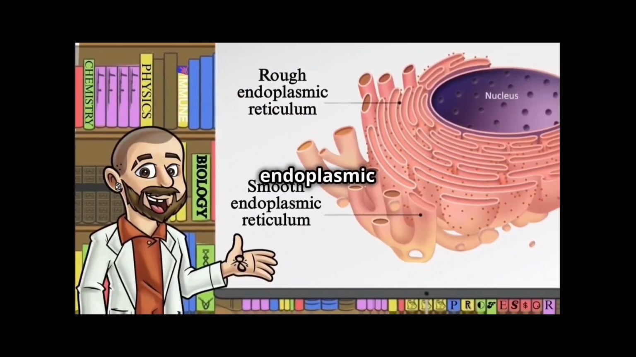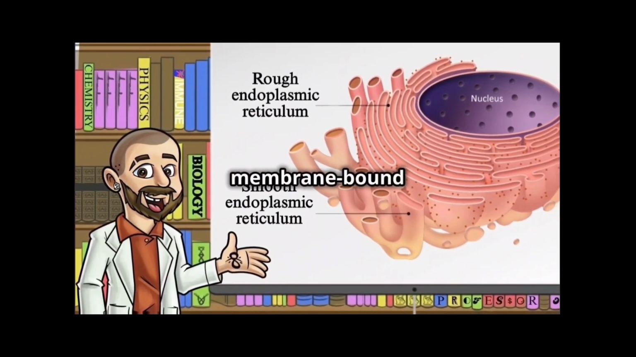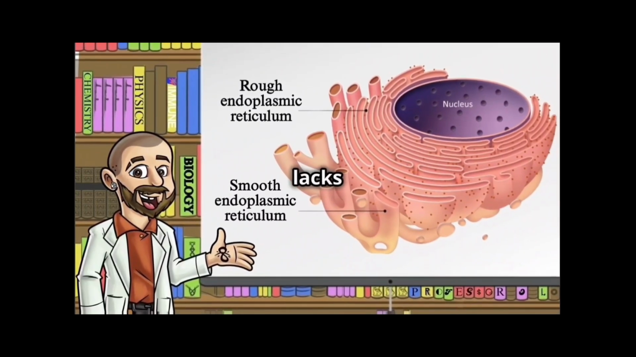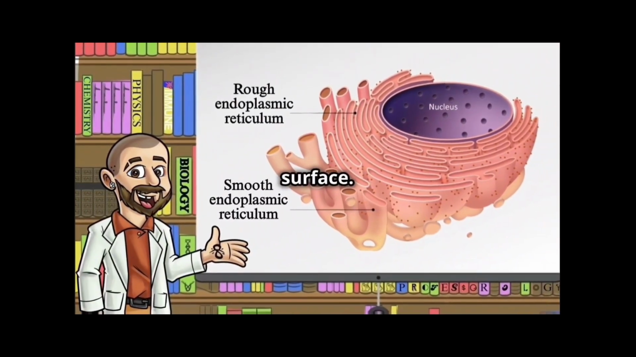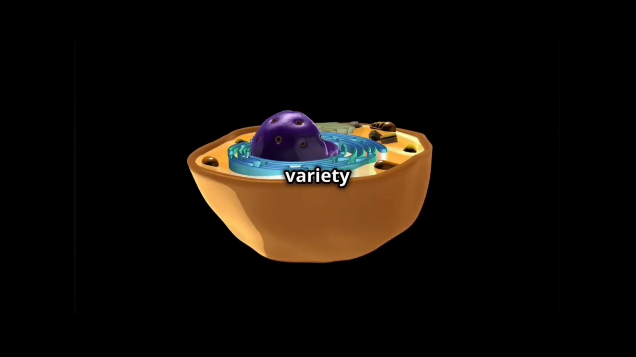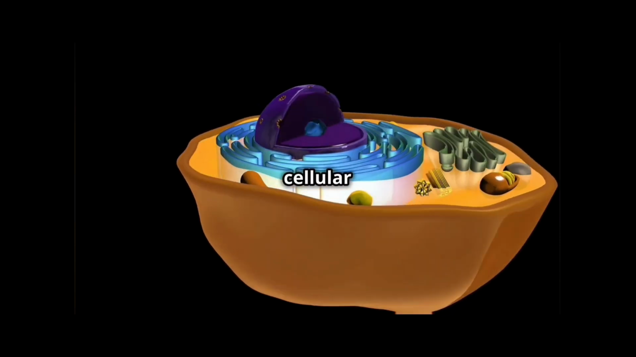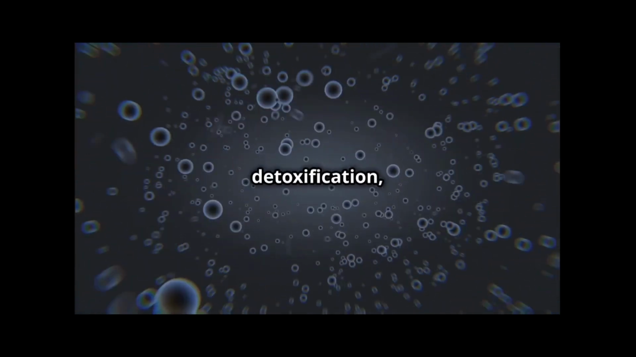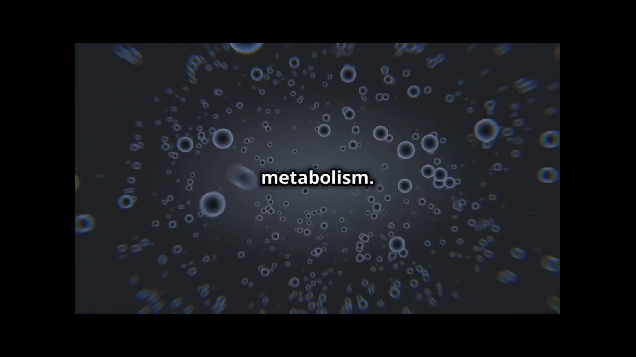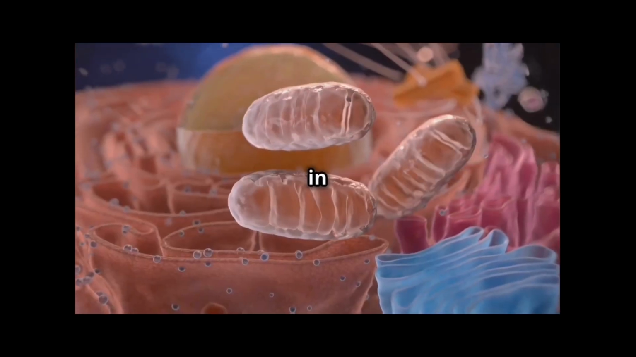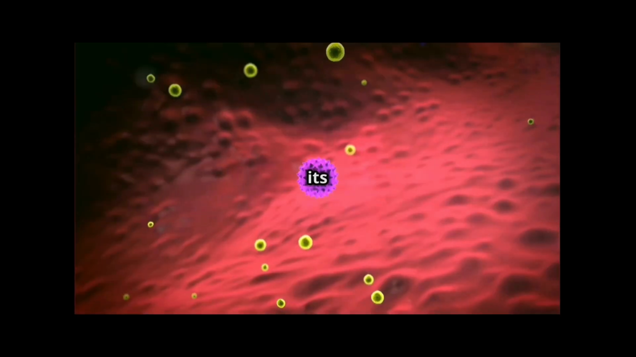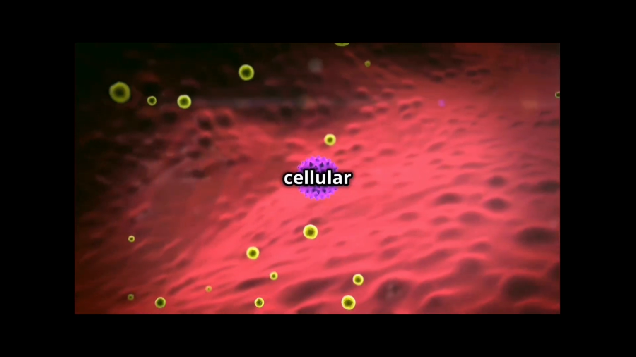The smooth endoplasmic reticulum is a membrane-bound organelle found in eukaryotic cells that lacks ribosomes on its surface. It is involved in a variety of essential cellular functions, including lipid synthesis, calcium storage, detoxification, and metabolism. Dysfunctions in the SER can lead to a range of diseases, highlighting its significance in maintaining cellular homeostasis.